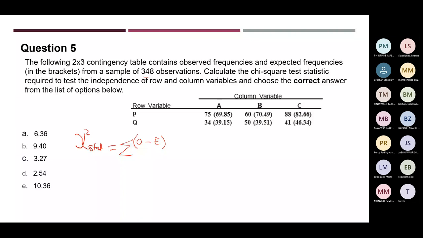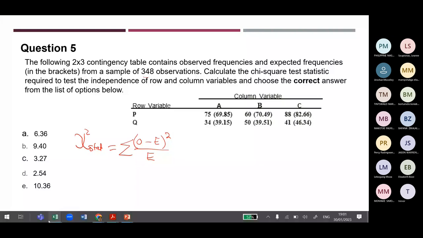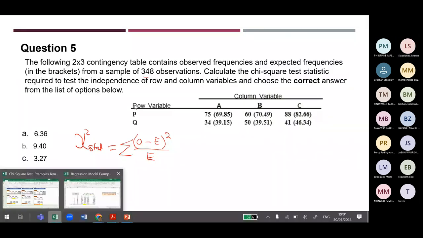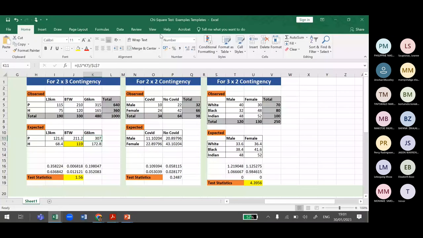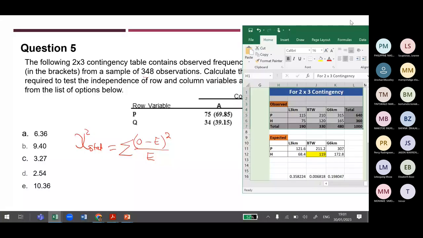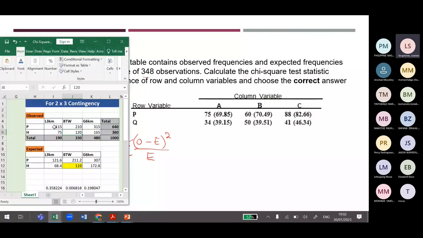It might take you forever in the exam, so we'll go back to our template. When we use the template, ignore the expected values, because the template already has the expected values. It is a 2x3, so we're going to continue to use the same contingency table. I just want to make it smaller so I can get to the data. Now I need to change all this to reflect what I have: P, Q, A, B, and C.